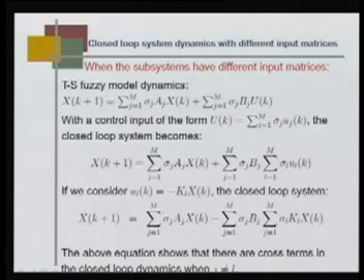This part I will not talk about, because this simply says that when the subsystems have different input matrices, and I design u_l(k) for the individual systems as minus k_l x(k), then x(k+1) is given by this particular term. And you see that here we can't represent it the way we represented before. The reason is that the above equation shows there are cross terms in the closed loop dynamics when j is not equal to l. Because if it had been B, it would be simple, but it is B_j. So this makes our life a little tough.